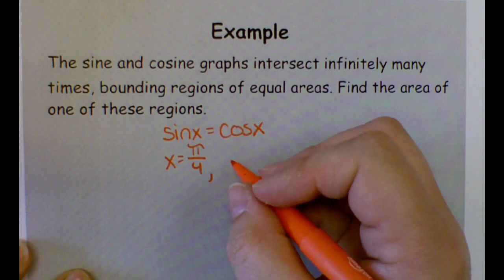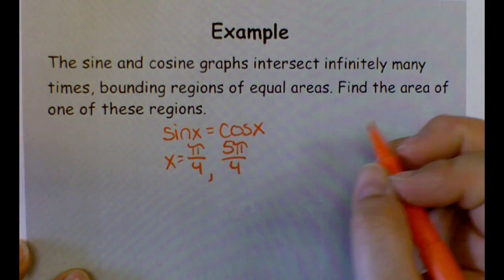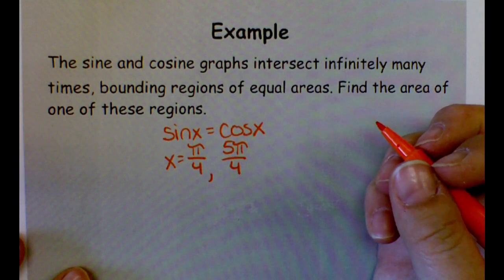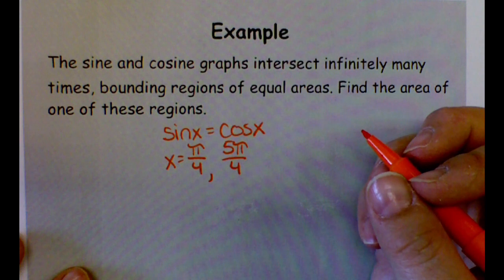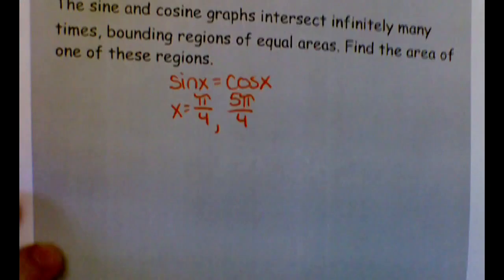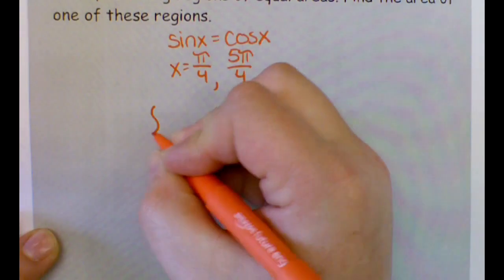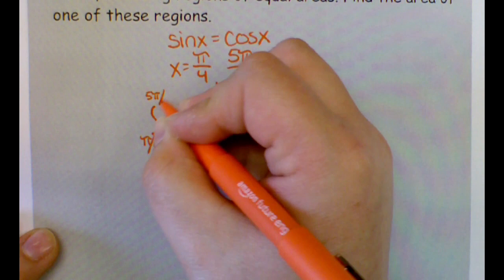And then again at 5 pi over 4. Then 9 pi over 4. 13 pi over 4, on and on. But we know these are the first two intersections, so there's my integral. The area will be the integral from pi over 4 to 5 pi over 4.